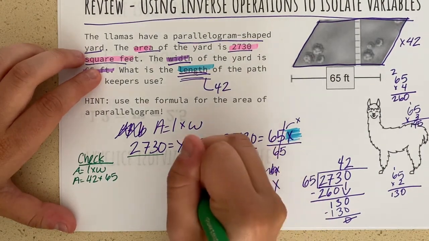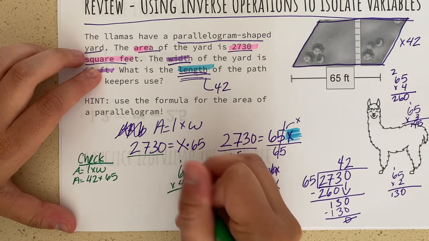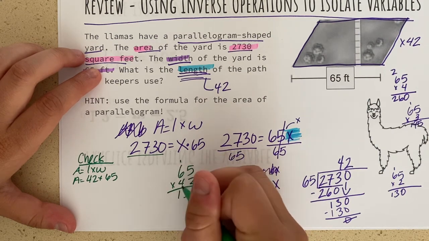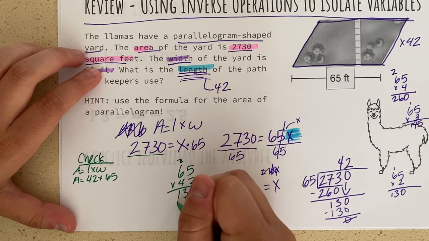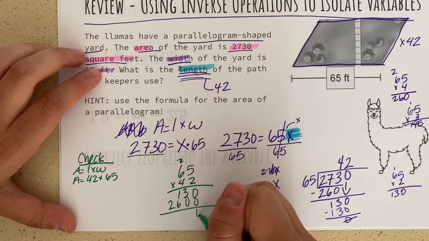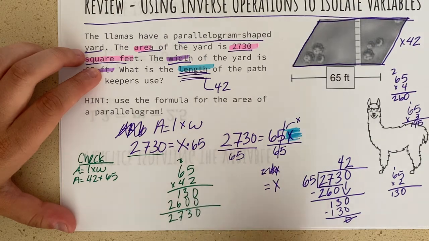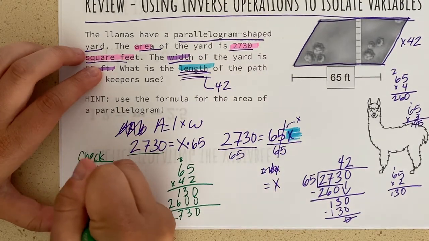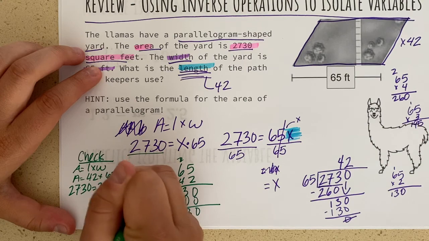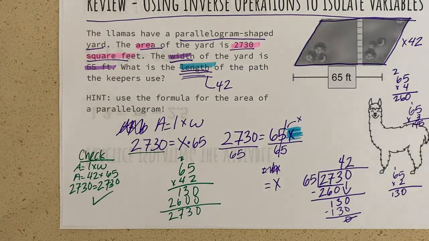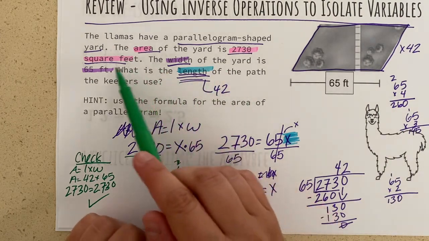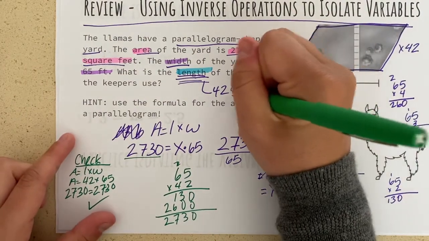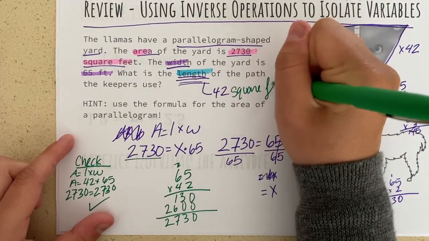5 times 2 is 10. 6 times 2 is 12, plus 1 is 13. Okay, 5 times 4 is 20. 6 times 4 is 24, 25, 26. Then 0, 3, 7, 2. Perfect. So 2,730 is equal to 2,730. I got it correct, which means that the length of this was 42. And what were the units? Square feet. I should write square feet.